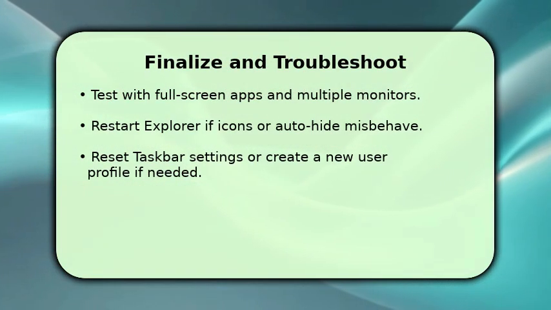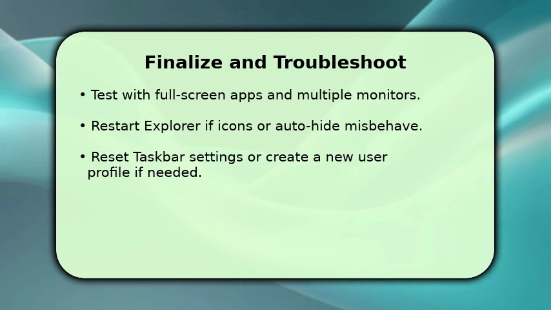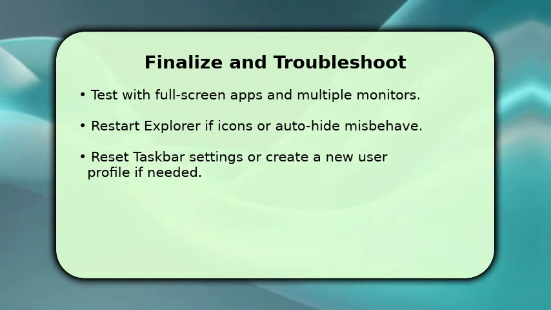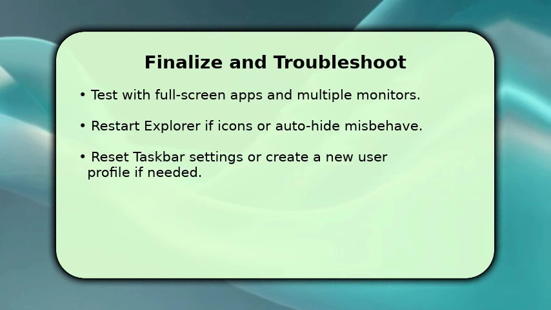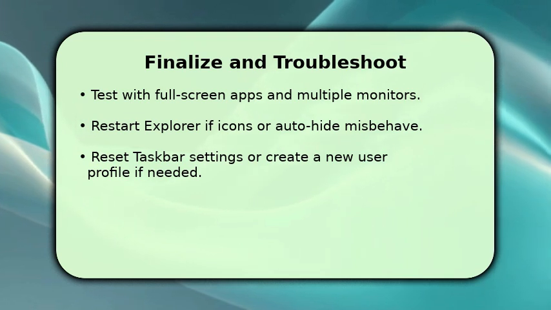Open full-screen apps and move windows across monitors to confirm the minimized taskbar behaves. If icons don't update or auto-hide fails, restart Windows Explorer. Open Task Manager, find Windows Explorer, right-click Restart. Make sure to save work first.